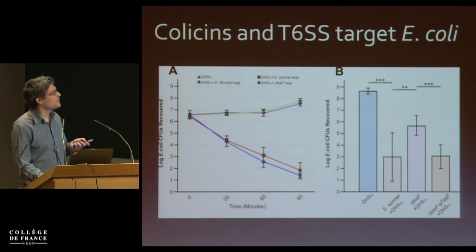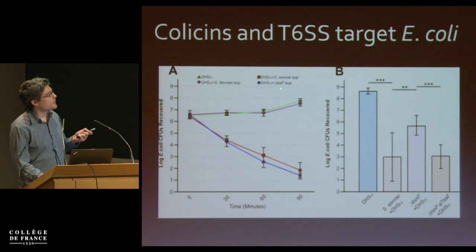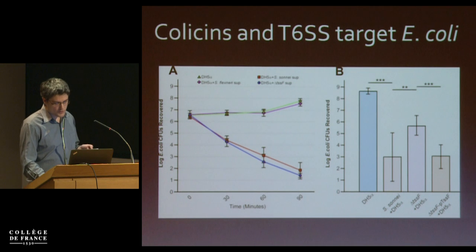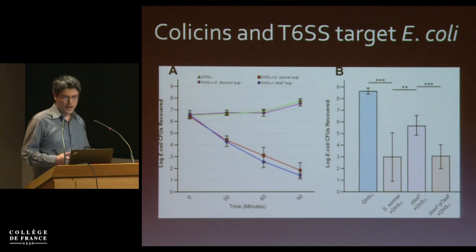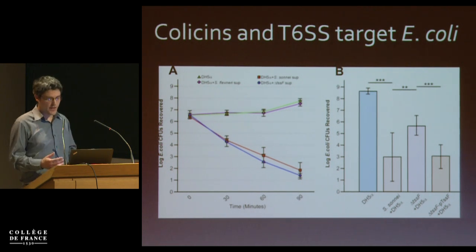However, if we spike the media with Shigella sonnei supernatant, we see a rapid decrease in the viable recovered E. coli CFUs. This also occurred if we took a type 6 secretion mutant. The supernatant from that also killed E. coli. So using these strains, we wanted to try a plate-based type 6 assay.